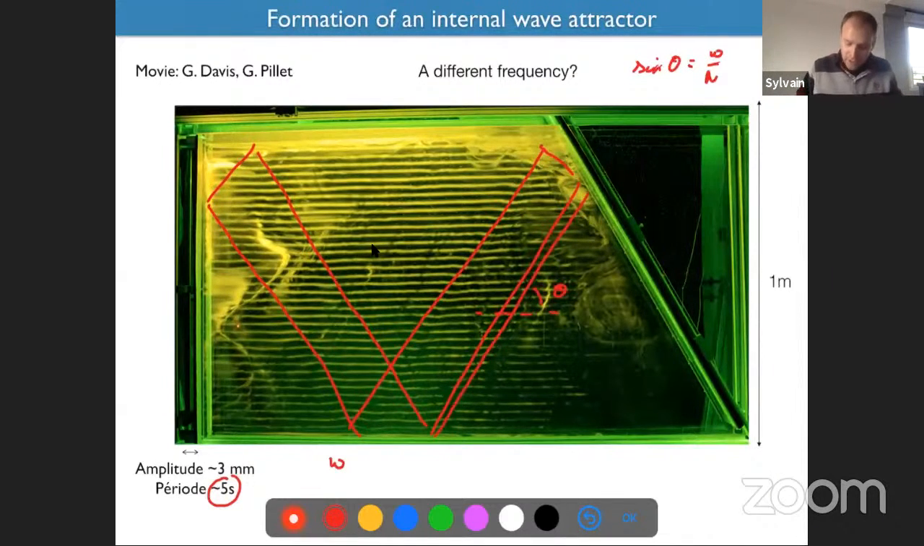And the question I want to address is: can we explain the shape of this pattern? Can we explain why we have this kind of pattern?